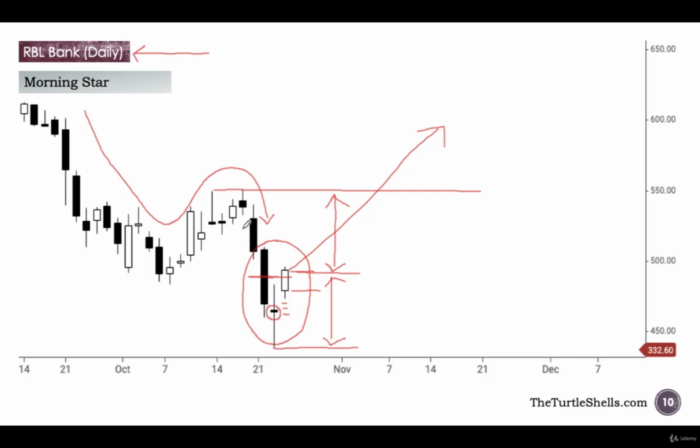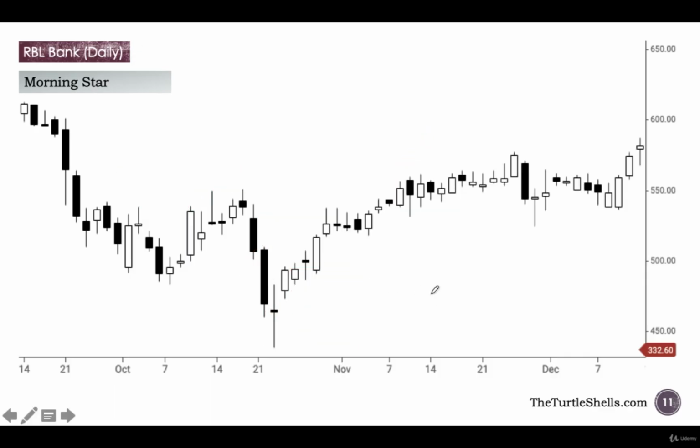Plus other criteria are satisfied as well, which is the downtrend, that this small second candle, the star, the spinning top, and the gaps between the three candles. So I would look at it as a morning star, and rightly so. See, it has pushed the price up, and it has met this profit target. But based on the reward to risk ratio, I would not take this trade. Okay. So that's an example of an unusual looking pattern.